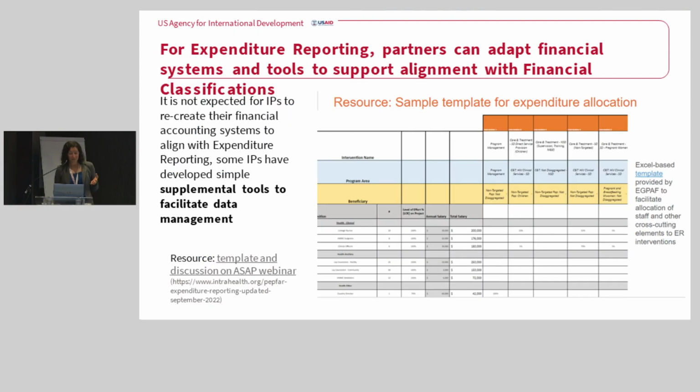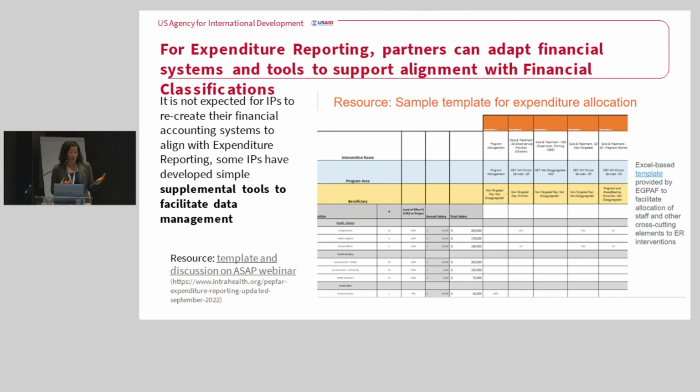So I have referenced several times the frequent need to allocate shared or cross-cutting expenditures across interventions. This is something we've heard from partners over and over again about being one of the biggest challenges in expenditure reporting. So this last fall, and then again this September, we held a webinar hosted through ASAP, and our colleagues from EGPAF shared some of their best practices related to data management, and specifically a tool or a template, as you can see here, that they use to look up front at staffing and other shared or cross-cutting costs, and allocate based on time, and really take a more strategic and standardized approach.